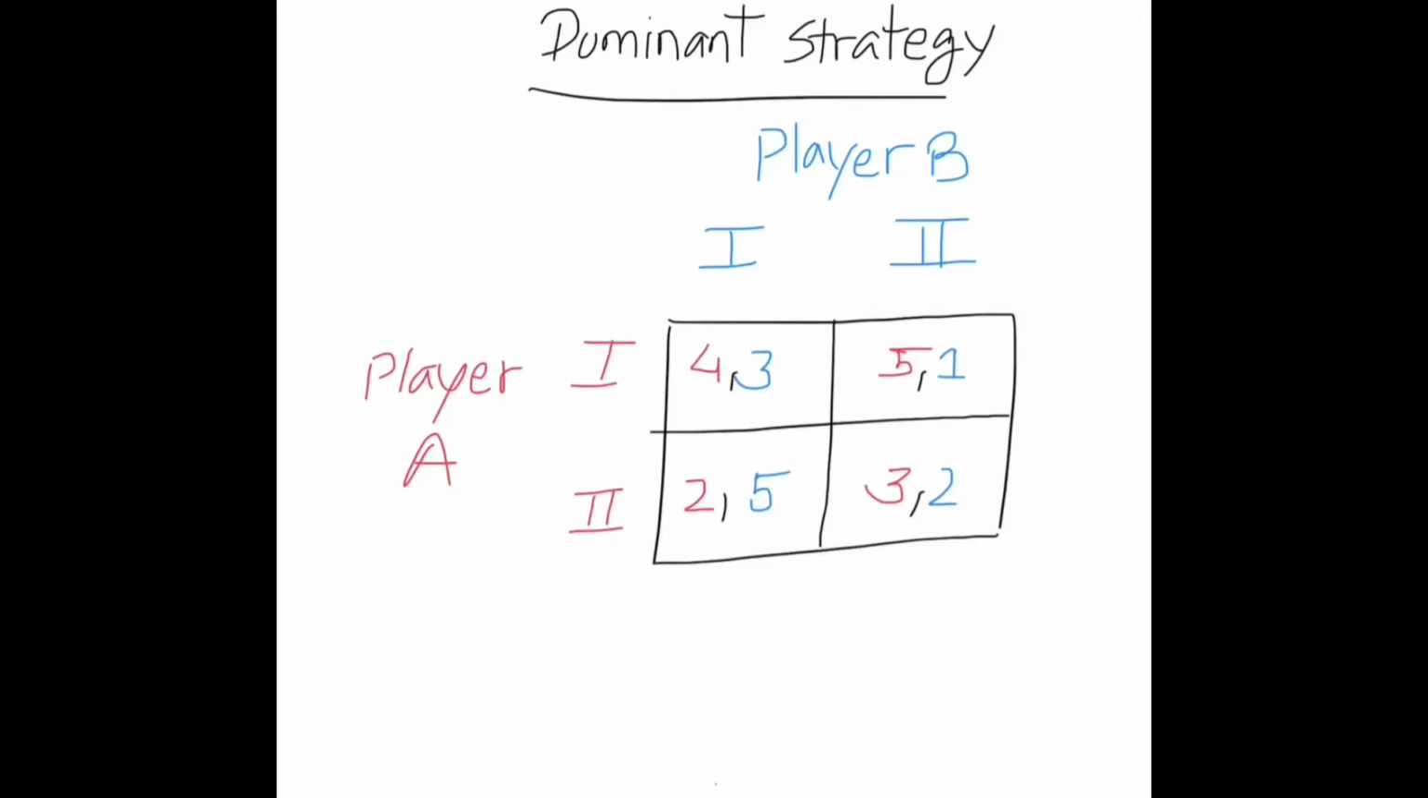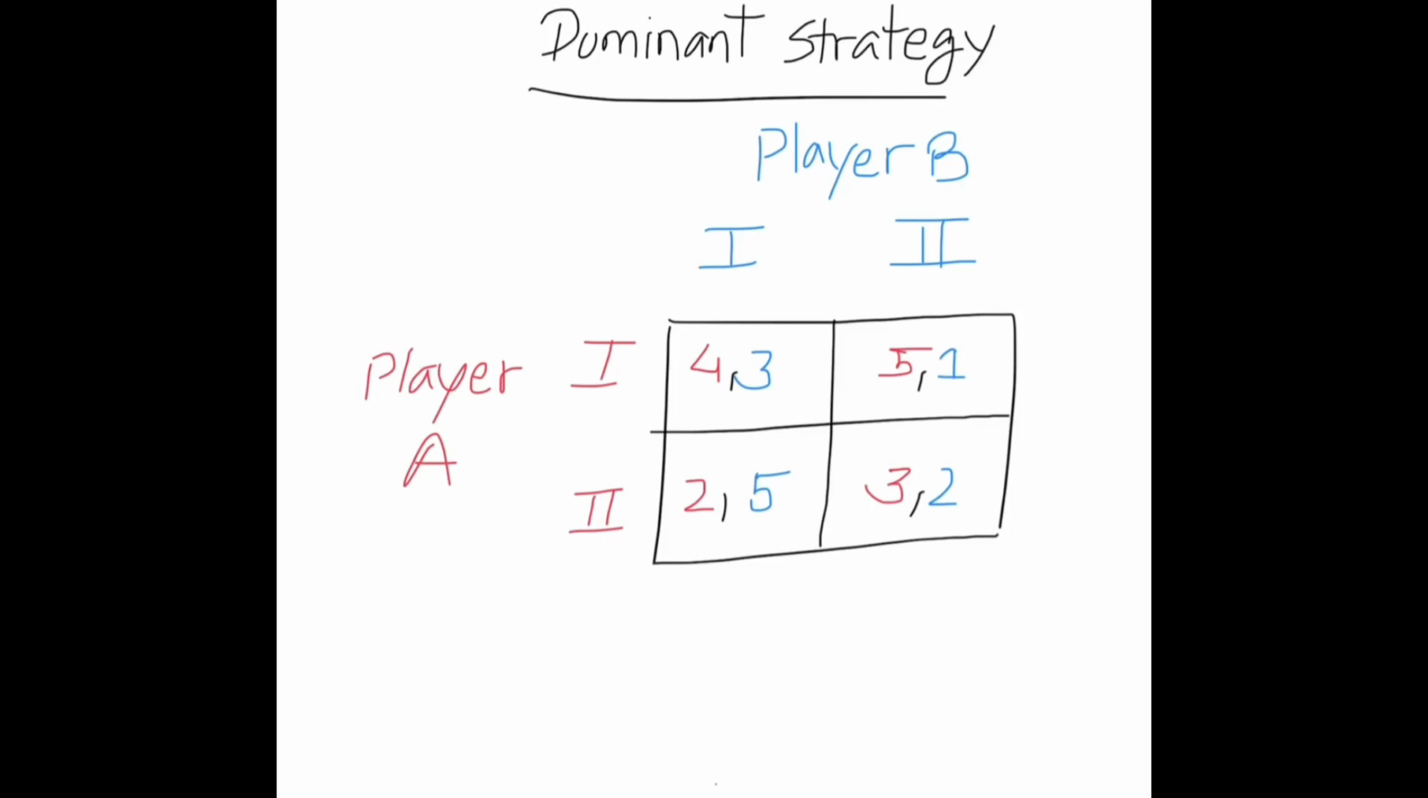Today in this video we will be discussing a dominant strategy. Here we have two players, player A and player B. Both players have two strategies, first and second, and the numbers you can see represent the payoffs. The numbers in red represent the payoff for player A, and the numbers in blue represent the payoff for player B.